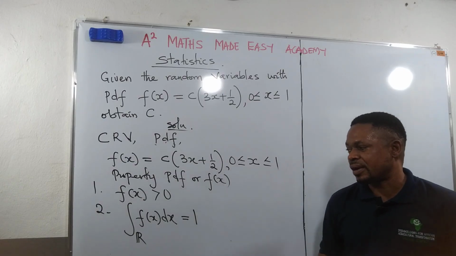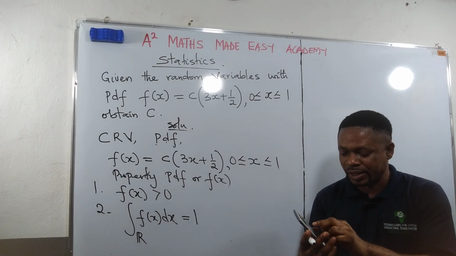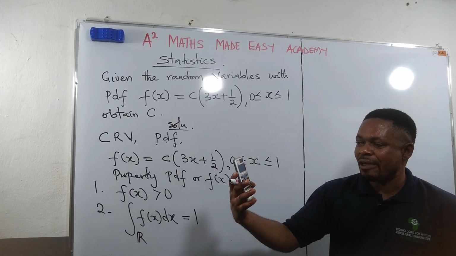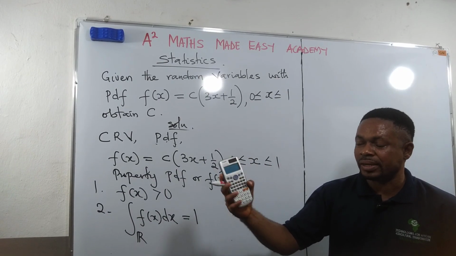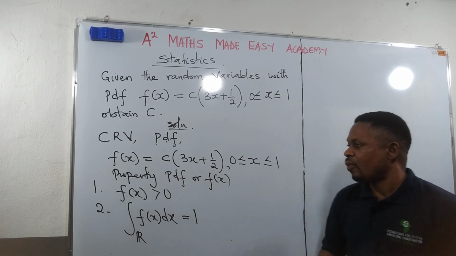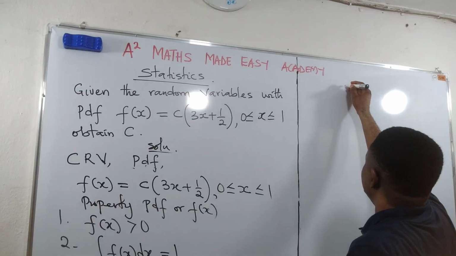Oh yeah, let's solve this now. Remember I said I'm going to use a calculator. This is the calculator that I'm going to use. It is called Casio fx-991EX Plus ES Plus natural display. Now what do we do? I want you to start the question.